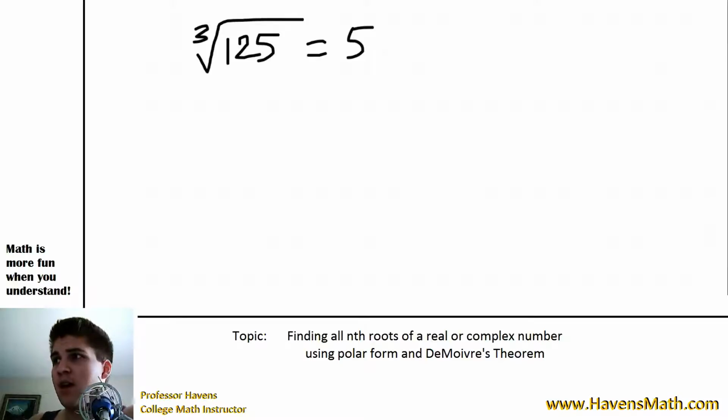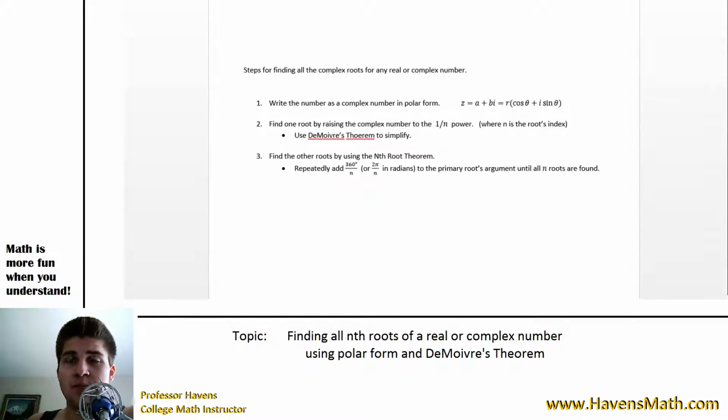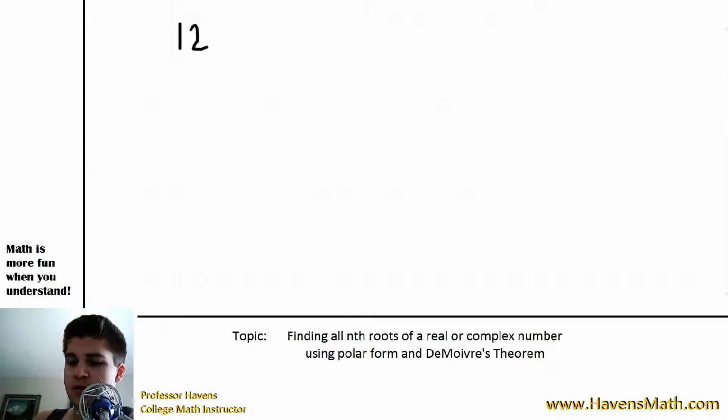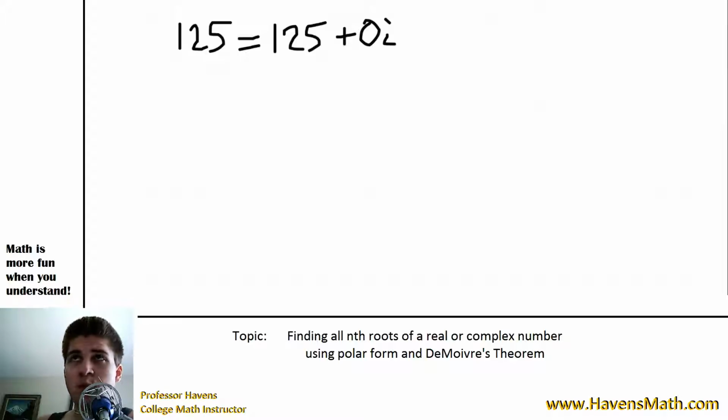So going back to the step-by-step to try to make this as simple as possible, the first step is to write the number as a complex number in polar form. So for 125, we're trying to find the cube roots, so we're not going to use the radical notation. If we write this number first as a complex number, 125 is just a real number. It has no complex component. So we'd write it as 125 plus 0i, as most of you would know. And from here, we want to write this in polar form.